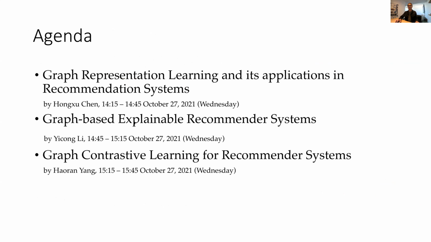The agenda of today's tutorial will cover three parts. First, I will introduce general graph representation learning and its applications in recommender systems. Yitong will give a talk on graph-based explainable recommender systems. And lastly, Haoran will summarize the recent progress of graph-based trusted learning in recommender systems. I believe all these topics are quite hot with recent research trends, and we will try our best to keep these contents up to date.